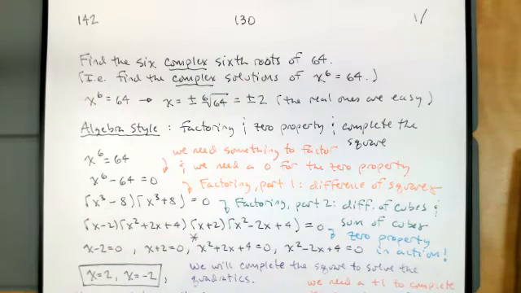Part 2 is I'm going to factor the difference and the sum of cubes. So the x cubed minus 8, that's x minus 2, x squared plus 2x plus 4. And the sum of cubes, x plus 2, x squared minus 2x plus 4.